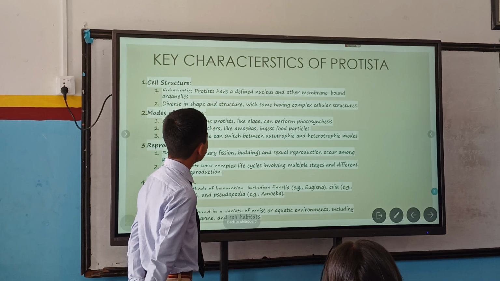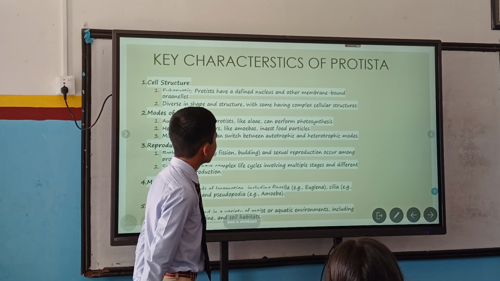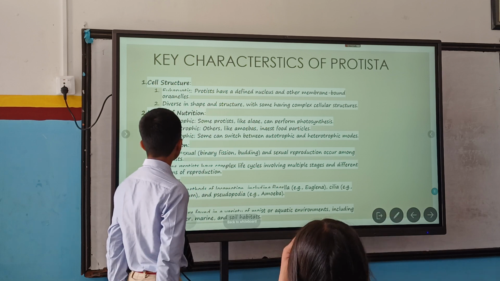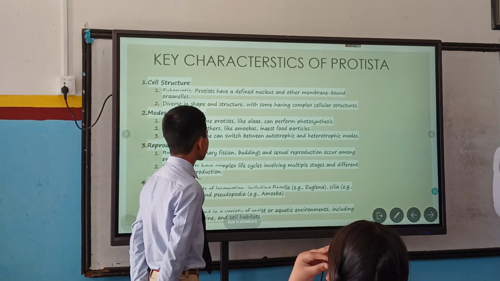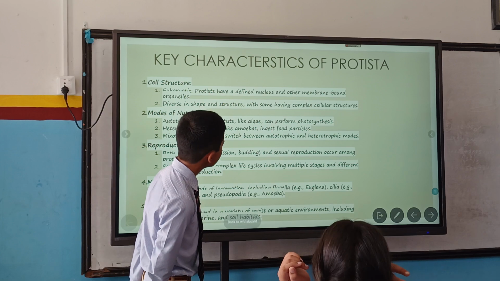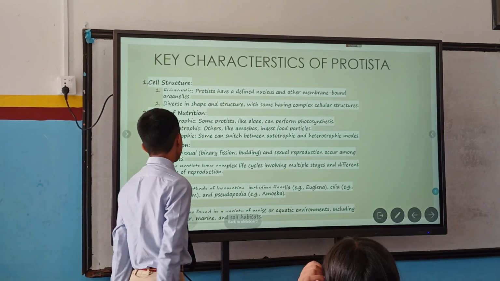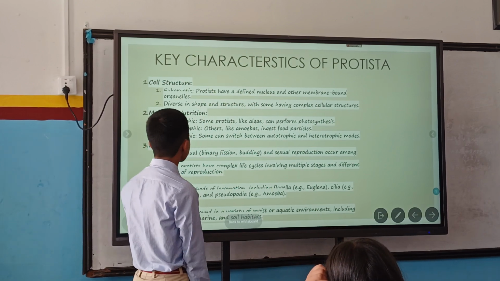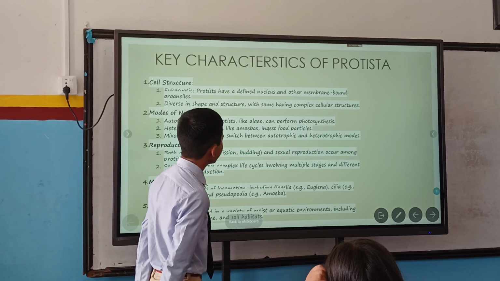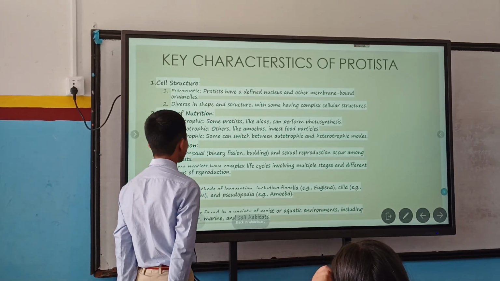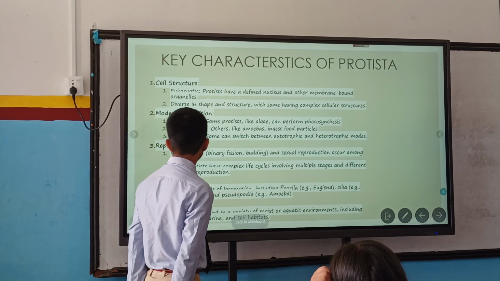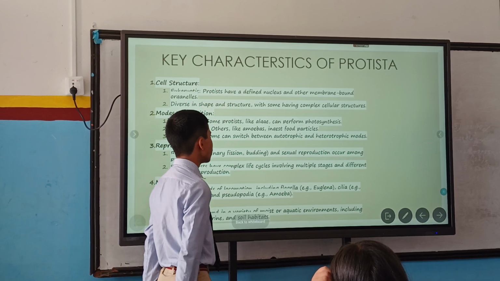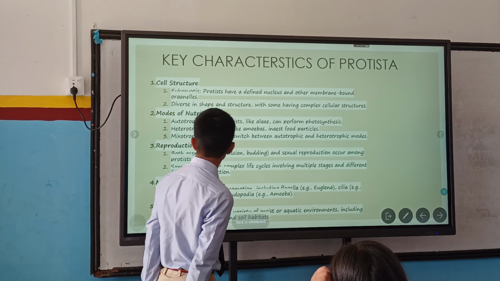Protista have a defined nucleus and other membrane-bound organelles. They are diverse in shape and structure, with some having complex cellular structures. Modes of nutrition: autotrophs. Some protistas, like algae, can perform photosynthesis. Heterotrophic: others, like amoeba, ingest food particles. Mixotrophic: some can switch between autotrophic and heterotrophic modes.